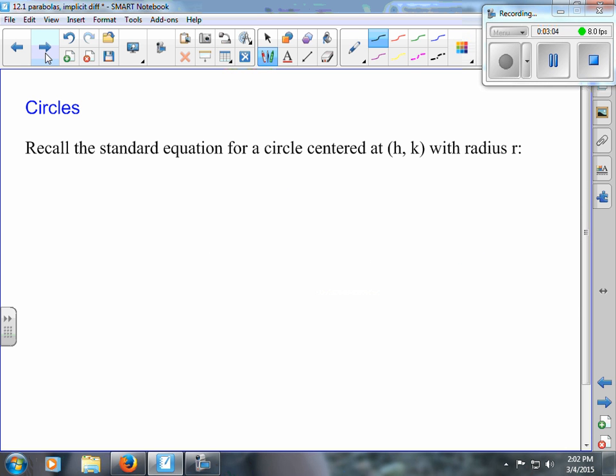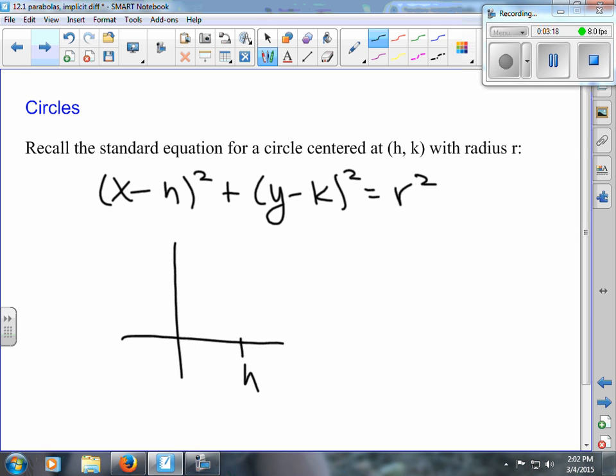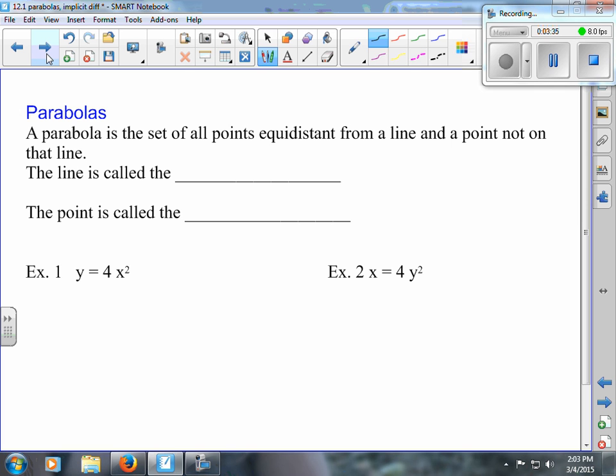Okay, so for circles, I'm just going to remind you what the standard equation for a circle is, and that would be (x minus h) squared plus (y minus k) squared equals r squared, where the center of your circle has x coordinate h and y coordinate k, and the radius is r. So if I go out r and make a circle. So that's the general or standard equation for a circle. Okay, what we're really going to focus on today is a parabola.